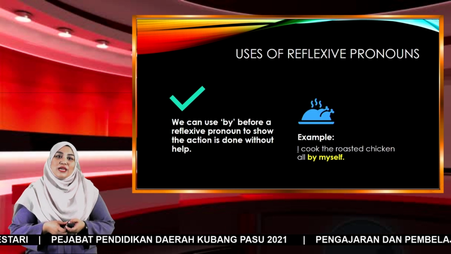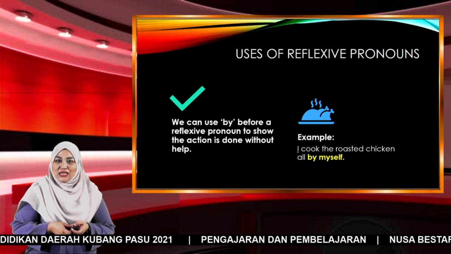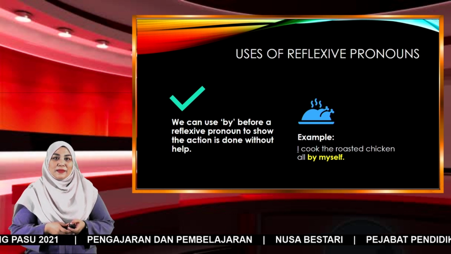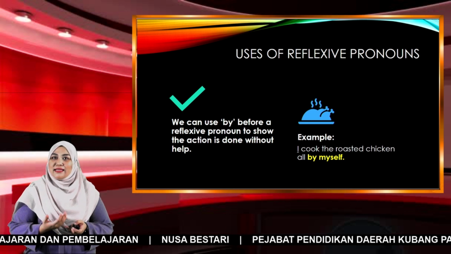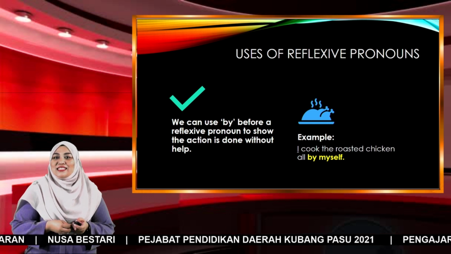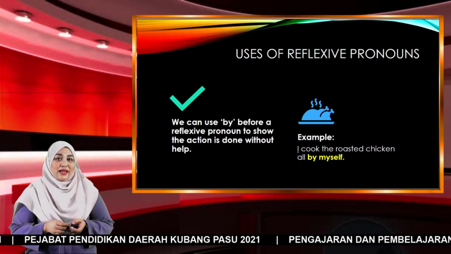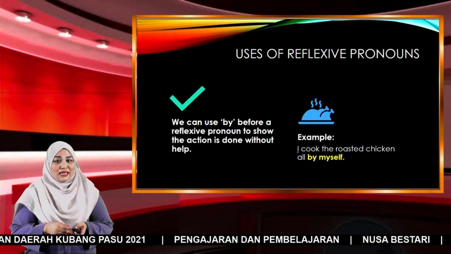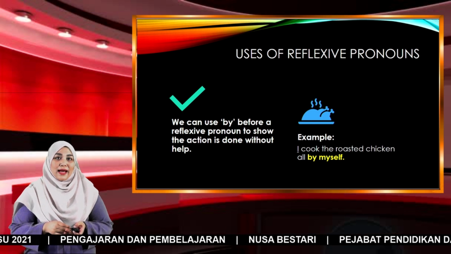Next, we can also use by before a reflexive pronoun to show the action is done without help from someone else. For example here, I cooked the roasted chicken all by myself. So here, you use the word by to emphasize that it is done without any help from other people. But it is also correct if you don't use by. For example, I cooked the roasted chicken all myself. You can also use it without the word by.